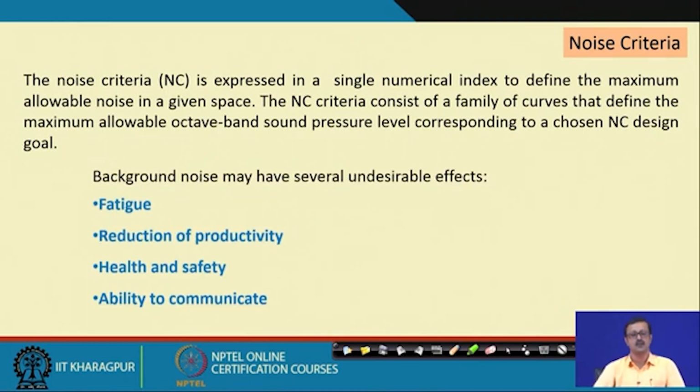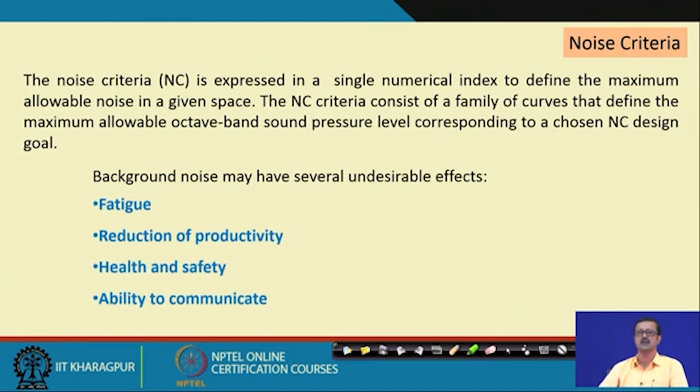Why is this background noise disturbing or undesirable? There are many reasons. Out of those, one is that it creates fatigue for the people who are in the noise sensitive zone. It will reduce productivity, not only the productivity of an industry, but of an individual, when you are typing or reading books, acquiring some knowledge, or doing some official job. Everything can be translated in terms of productivity, and it can be reduced.